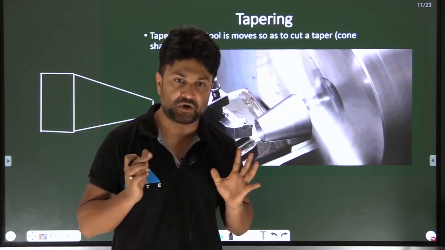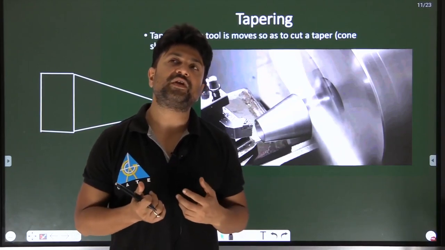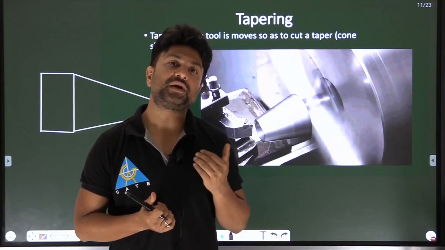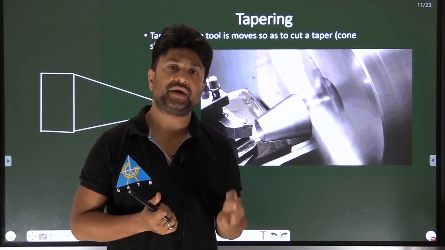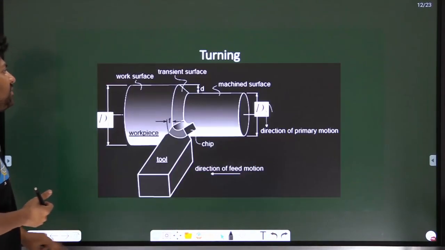About the machining time in turning operation, because generally the question will become that if you are doing a turning operation, then what will be the required machining time? This type of question generally comes.